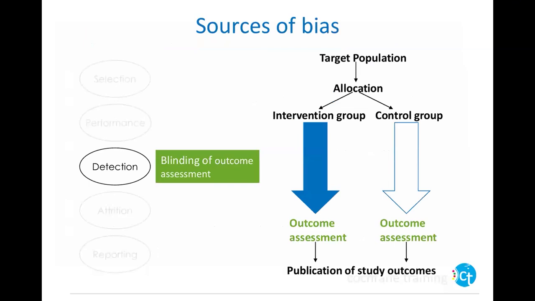So next is detection bias. That is basically the blinding of outcome assessment. It means who is the outcome assessor and how was he blinded. So that is blinding of the outcome assessor. Next slide.